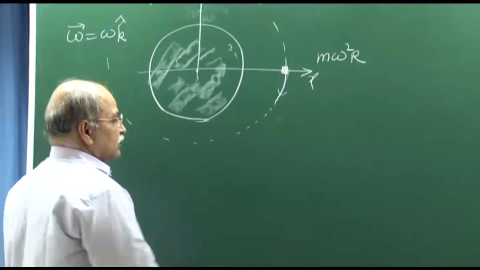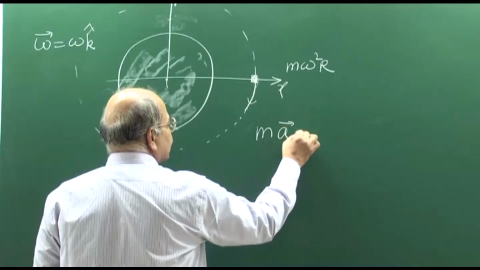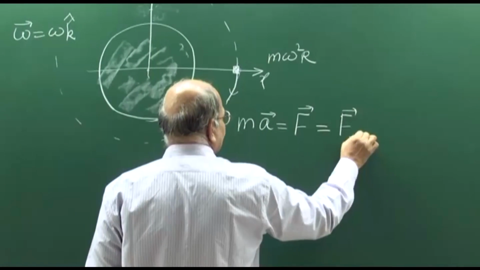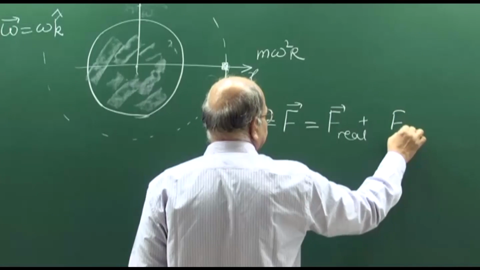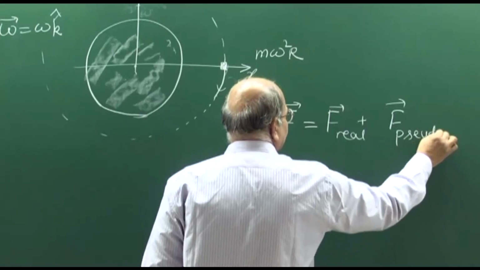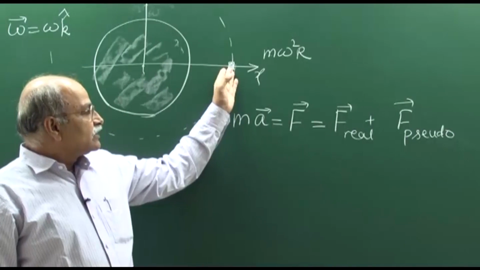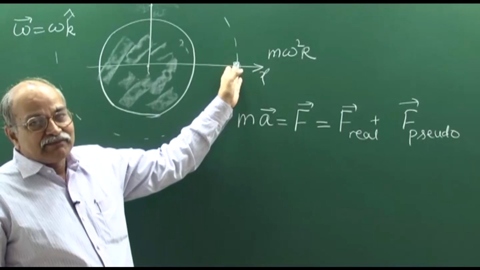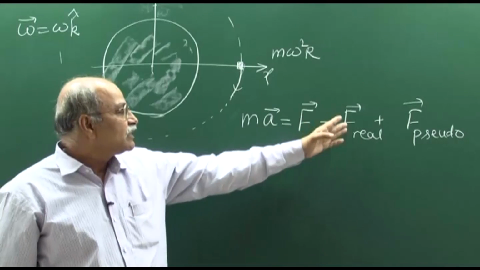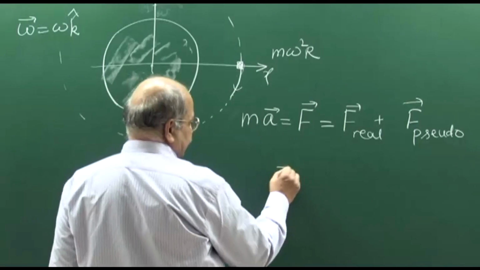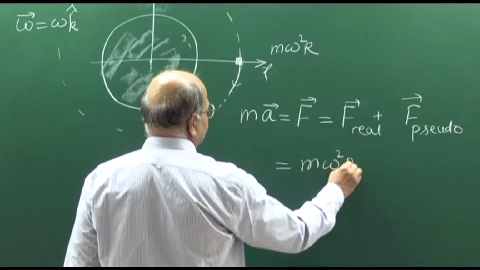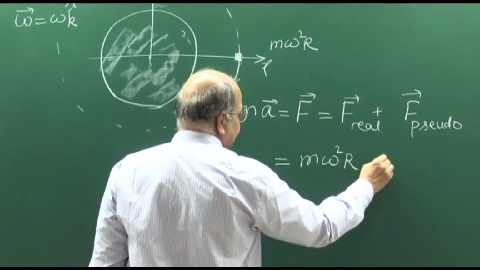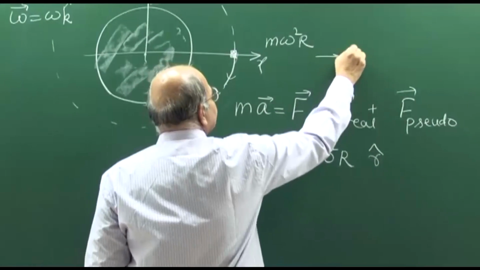So, how do I analyze it? We write mass times acceleration is equal to force, and this force we write in two parts, the actual real forces plus pseudo forces. In our case, the real forces all add to 0 because this is at rest in the lab frame which I take as inertial frame. So, real forces must add to 0. So, this part is gone. Pseudo force, if I write this pseudo force, then it is m times omega square times r in outward direction. Centrifugal force is away from the axis. So, I can write this as r cap, where r cap is the unit vector in this direction.